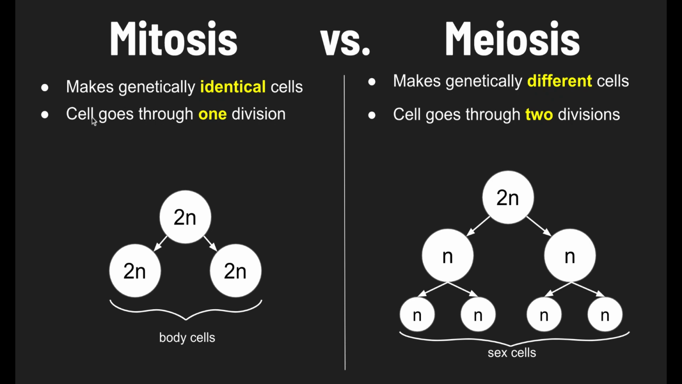In mitosis, cells go through just one division. So you can see we have one cell here. It's going to divide, so at the end you have two cells. But in meiosis, cells go through two divisions. So you begin with one cell, it's going to divide, you get two. Then each one of those divides. So by the end of meiosis, you actually get four cells.